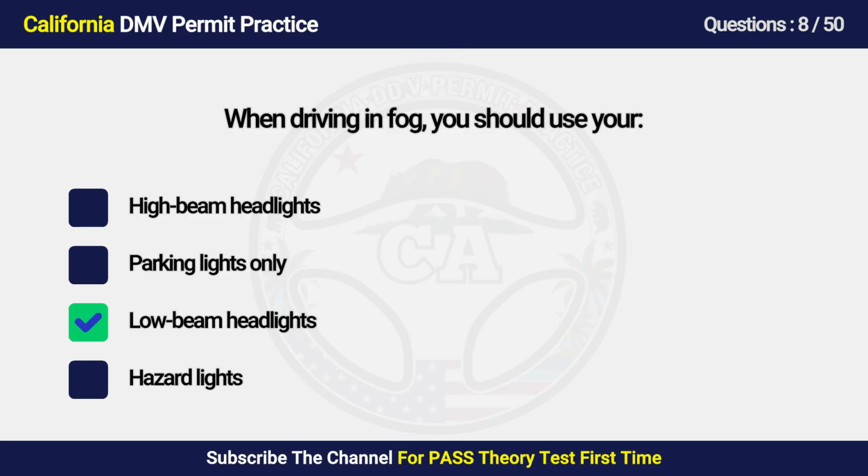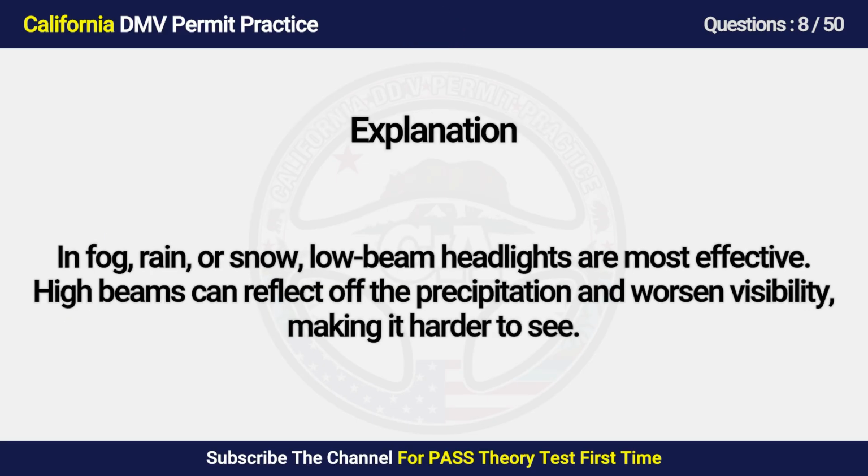Answer is C. Headlights. In fog, rain, or snow, headlights are most effective. High beams can reflect off the precipitation and worsen visibility, making it harder to see.